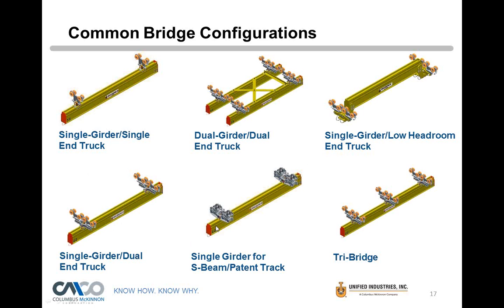Another thing that we sell a lot of, this would be an example of the bridge that rides on steel. So these end trucks right here would ride on steel. So people like Caterpillar, John Deere, who have a lot of patent track or S-beam track for a runway, now you can incorporate a bridge on their overhung system, or we could design a freestand system that would still incorporate the steel, but then the bridge would be an aluminum bridge.